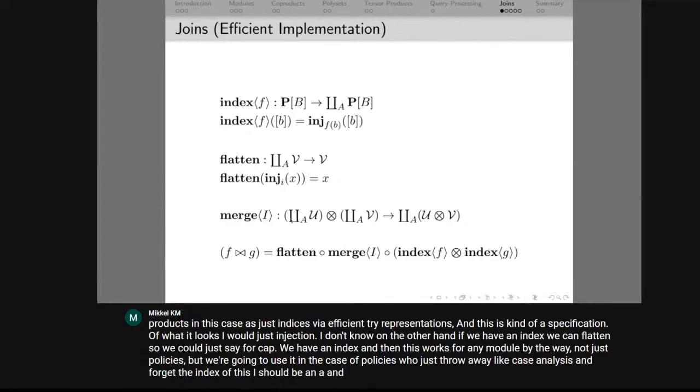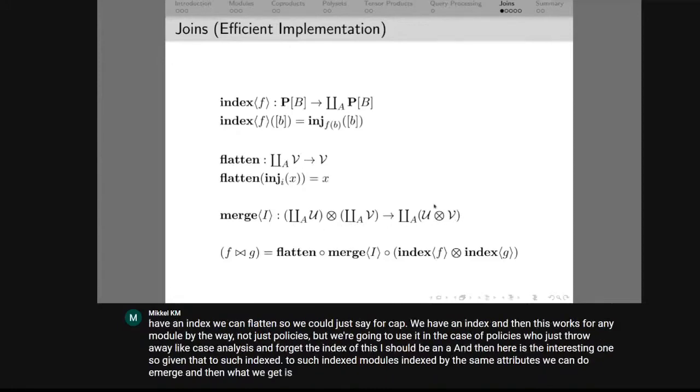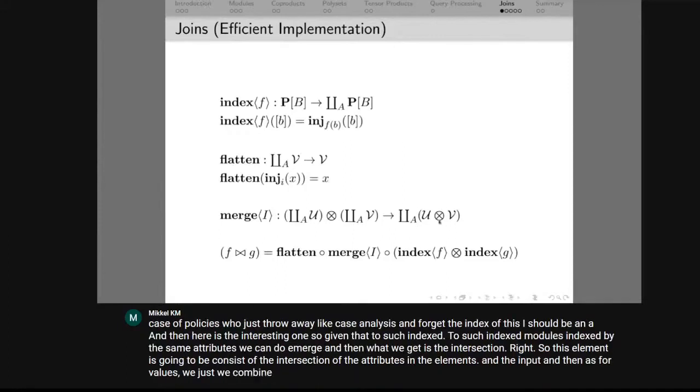And then here is the interesting one. Given two such indexed modules, indexed by the same attributes, we can do a merge, and then what we get is the intersection. So this element is going to consist of the intersection of the attributes in the elements of the input, and then as for values, we combine them, so we get a product of the values like this.